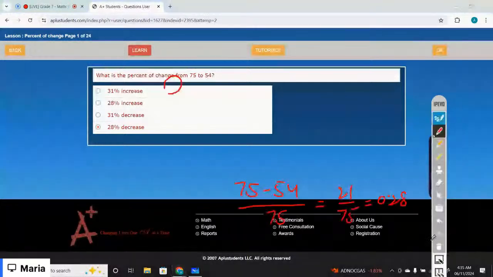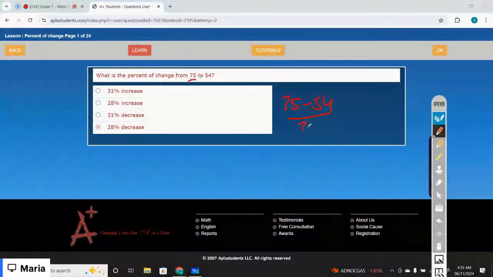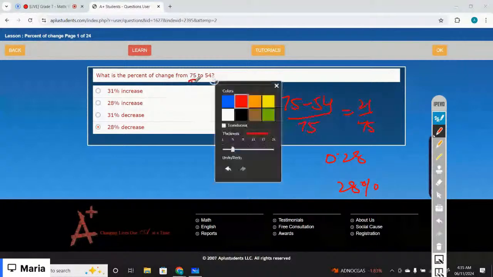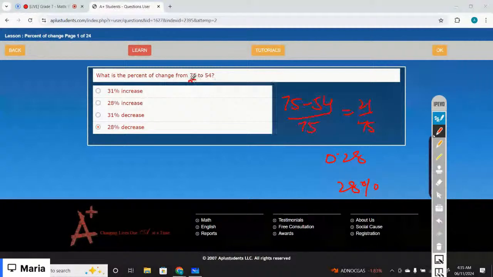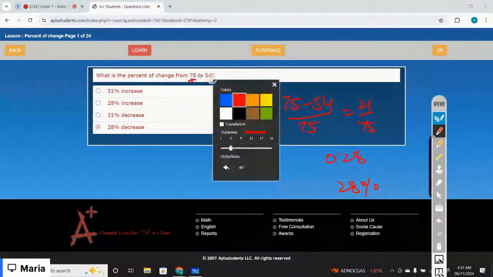You have to do the rate of change. The rate of change is 75 minus 54 divided by the original value. The original is 75, right? So that is 21 over 75, 0.28 it is. You have to calculate the percentage. That is 28%. Basically, you have to calculate how much percent the value is changing from 75 to 54, right? Originally that was 75. So 75 to 54, that is a decrease, right?